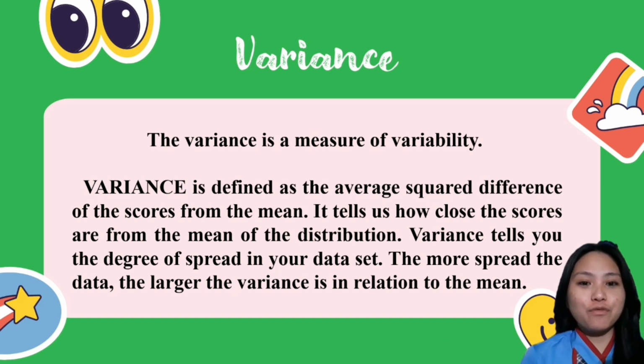Then we will move forward to the variance. The variance is a measure of variability. Variance is defined as the average square difference of the scores from the mean. It tells us how close the scores are to the mean of the distribution. Variance tells you the degree of spread in your data set. The more spread the data, the larger the variance is in relation to the mean.